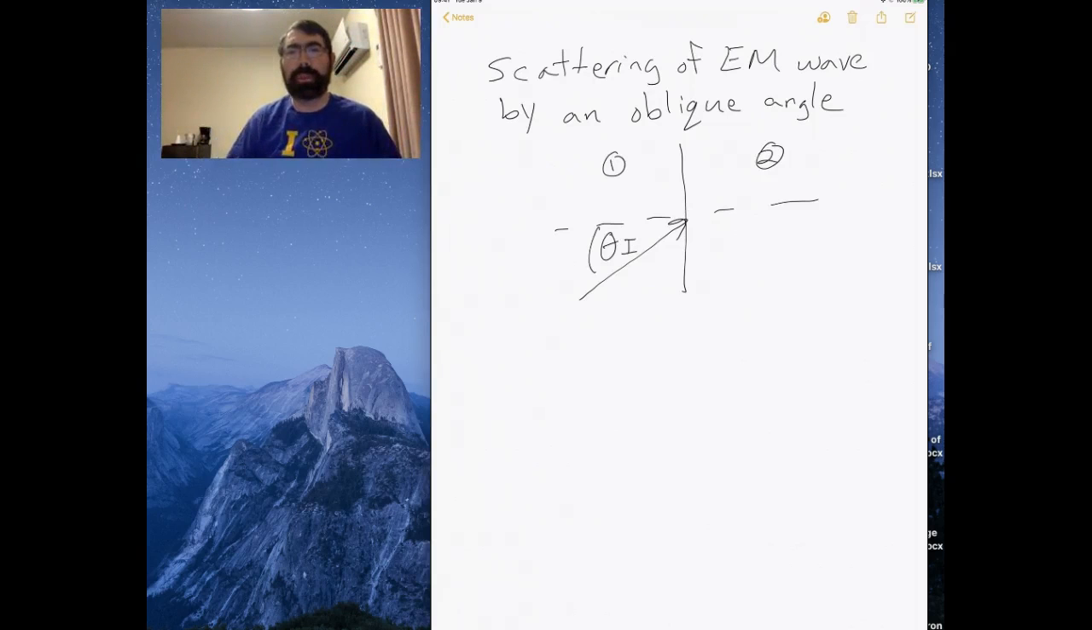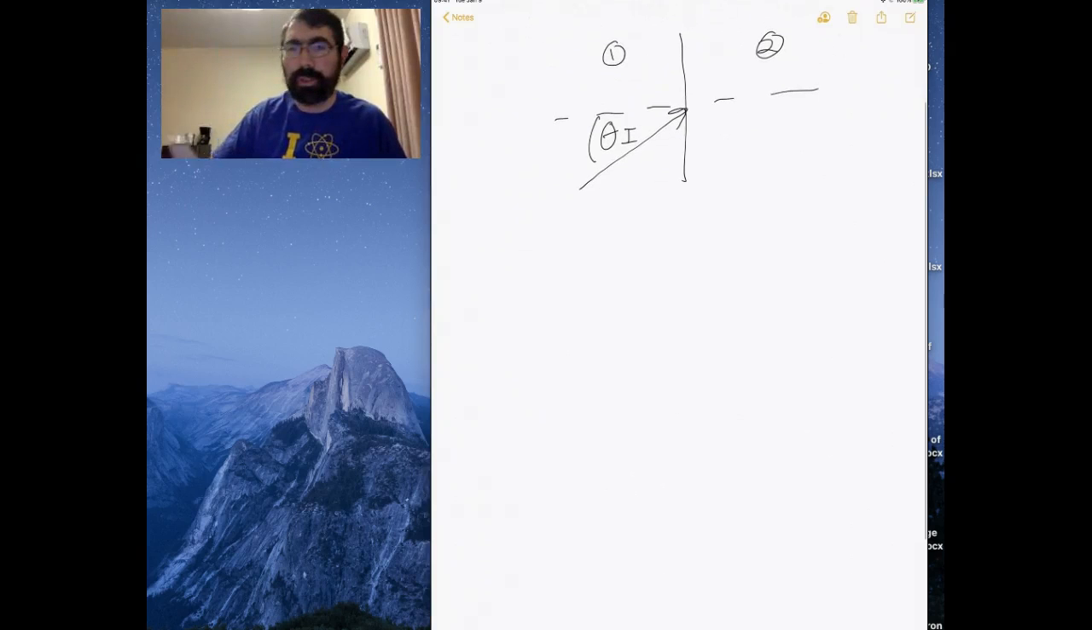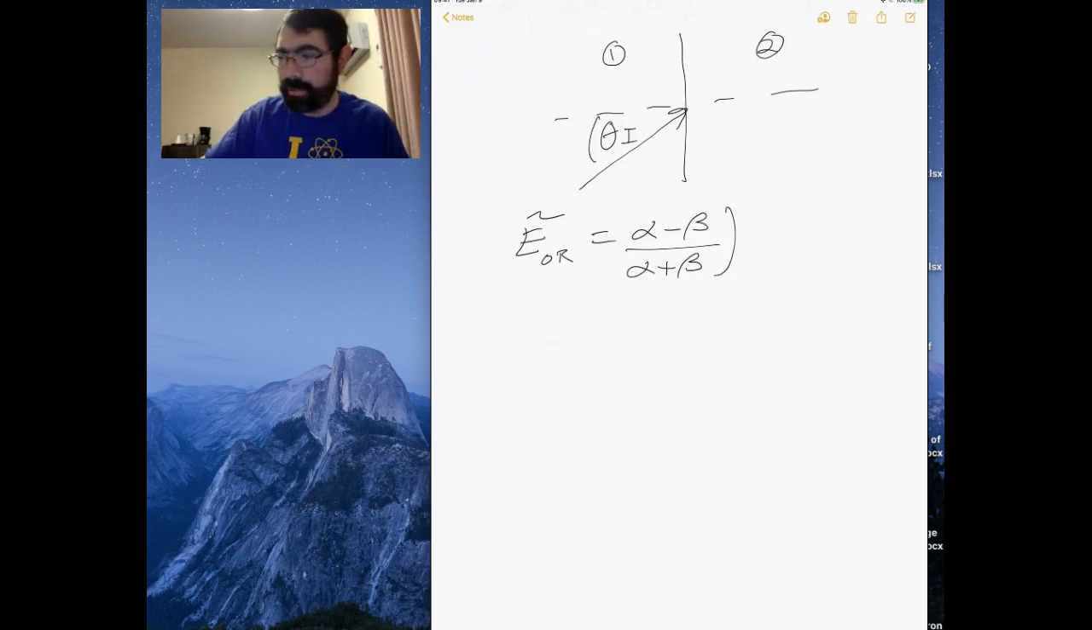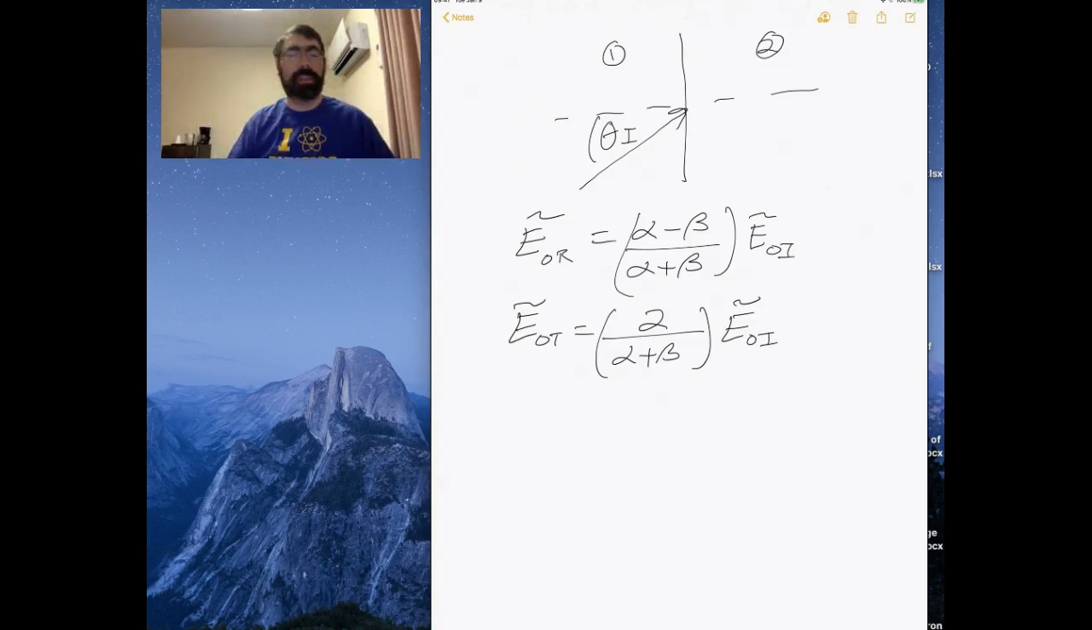And what we found in the previous lecture was that you can relate the amplitudes. The amplitude of the reflected wave was this coefficient, alpha minus beta over alpha plus beta, times the amplitude of the incident wave. And then the transmitted wave amplitude is 2 over alpha plus beta times the amplitude of the incident wave.